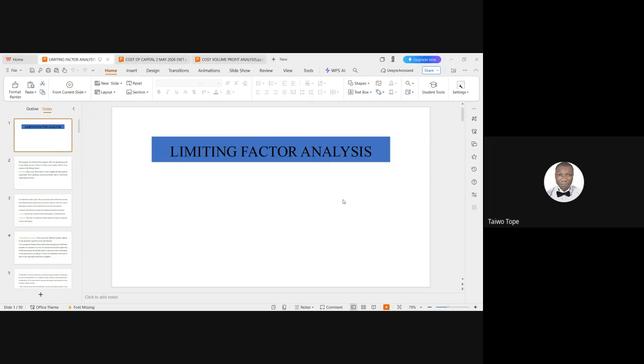So why do we have to analyze or talk about limiting factor? It is very clear that in economics, human wants are unlimited, but the means to satisfy them are limited. And what are those means to satisfy them? It is the availability of the resources. So there is need for rationing. And how do you ration?